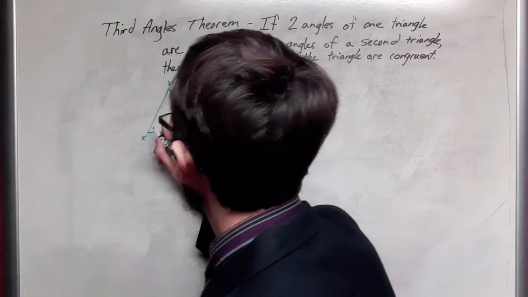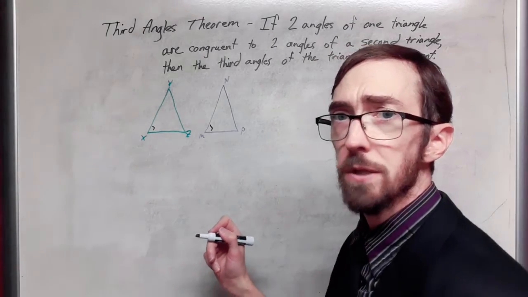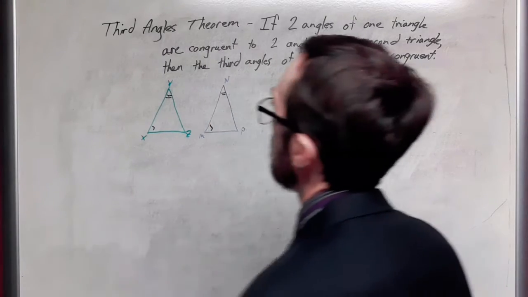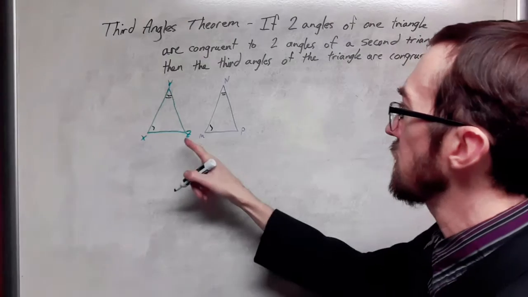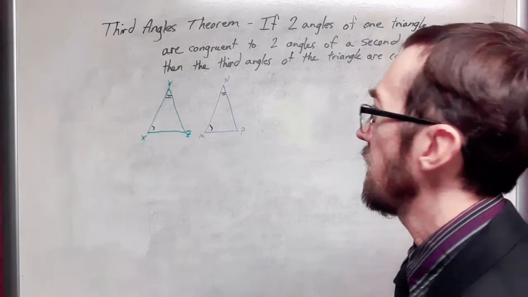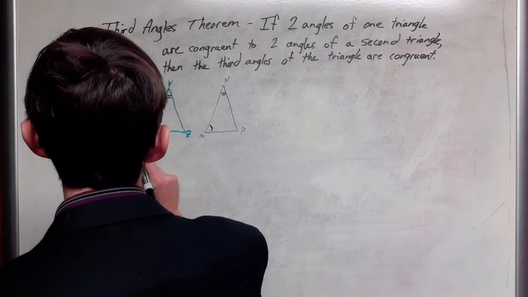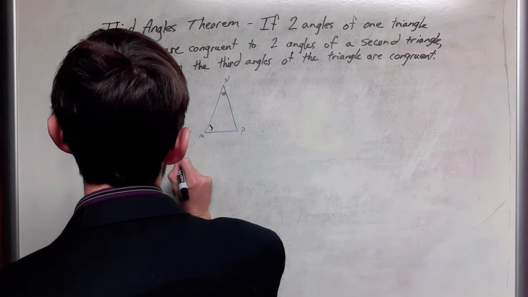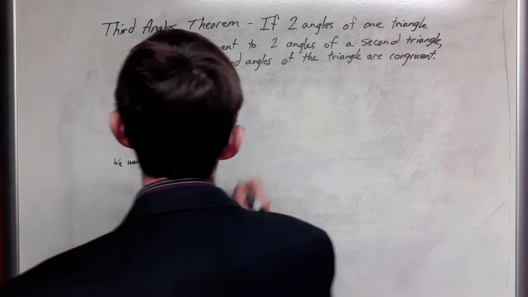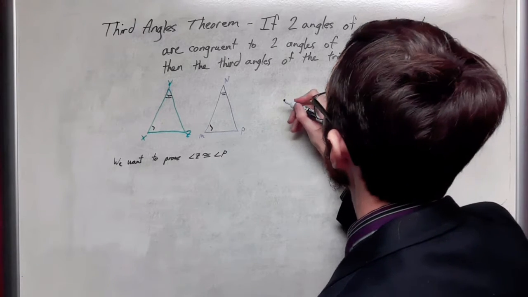So we'll just say that X and M are one of the pairs of angles that we know, and let's say Y and N are the other pair of angles that we know. We want to prove that Z and P are congruent. I'm going to make a little note of that. All right, we're proving this. So we are given these two triangles.